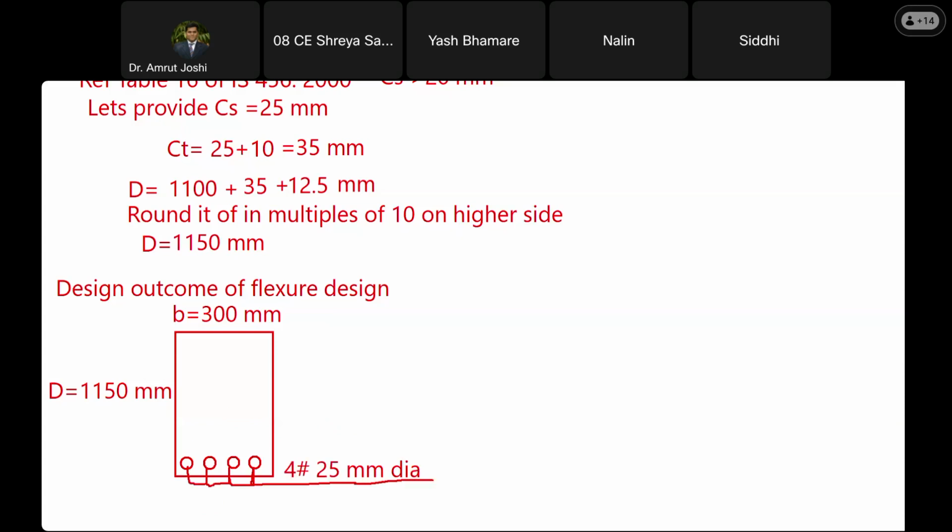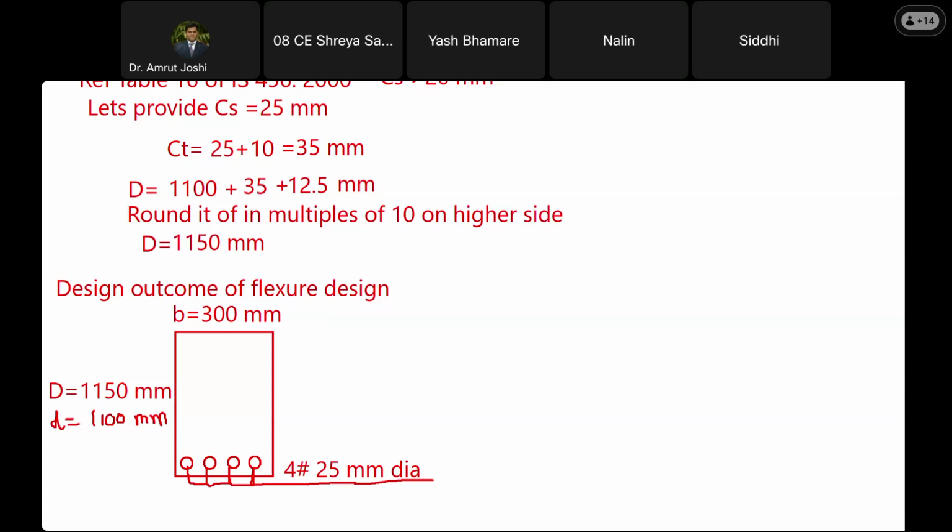Yes, sir. Okay. Now we have designed it till this point, but I'm also going to show the effective depth, small d. How much small d we are going to provide? 1100. Are you with me? Yes, sir. What is the nominal cover that we are going to provide for shear reinforcement? That is 35 mm. That I will show a little later.